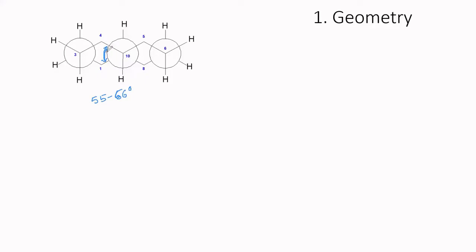That is called the torsional angle of junction. So that is found to be around 55 to 56 degrees. ये सिस और ट्रांस दोनों के लिए ही उतना ही है.